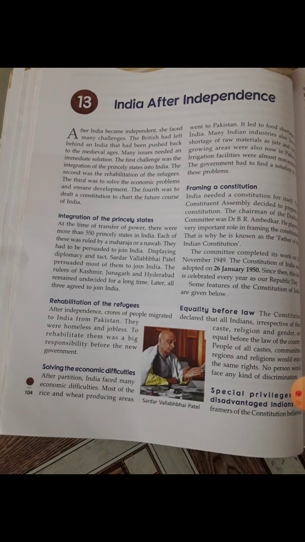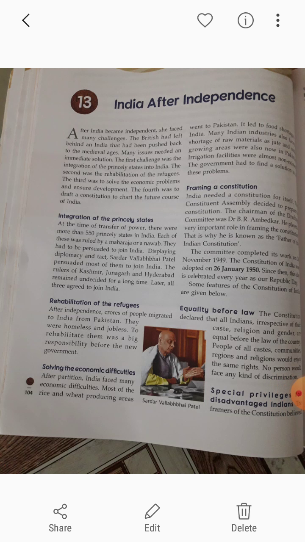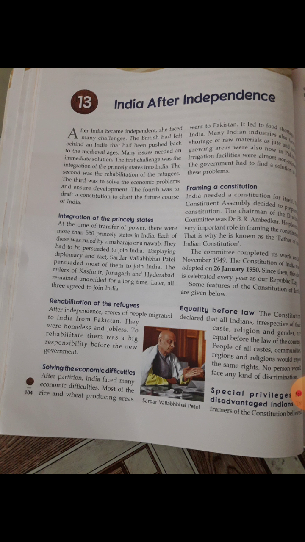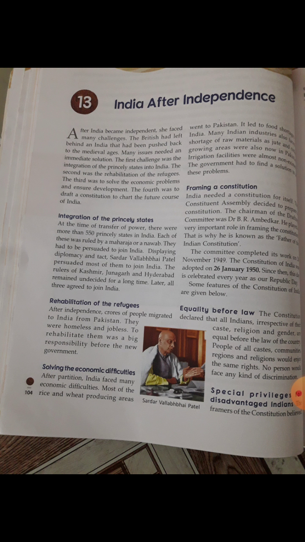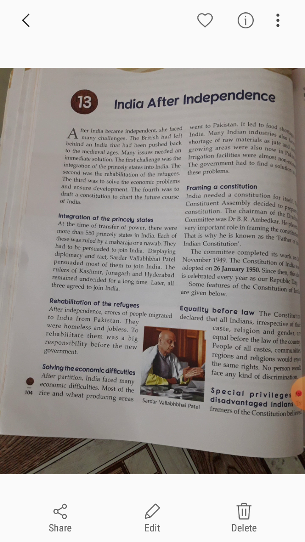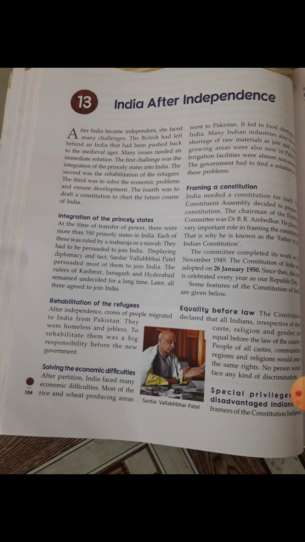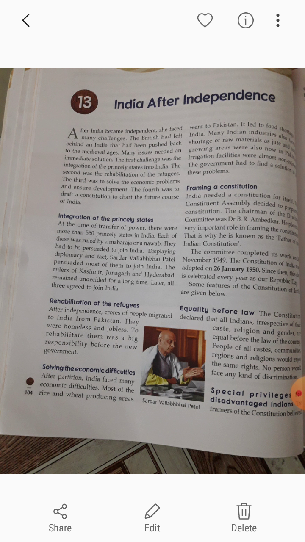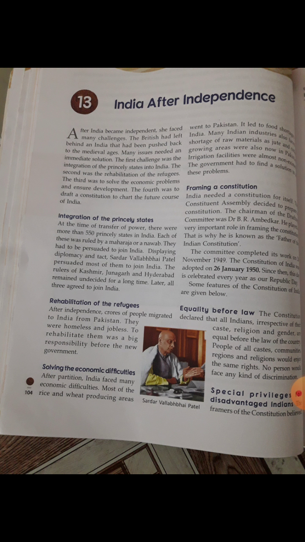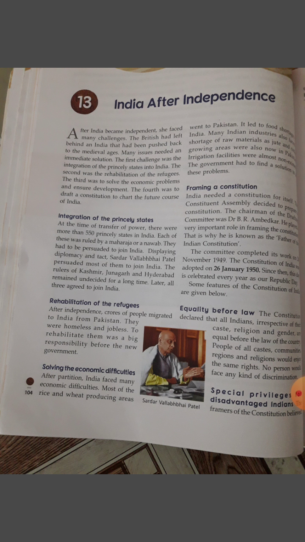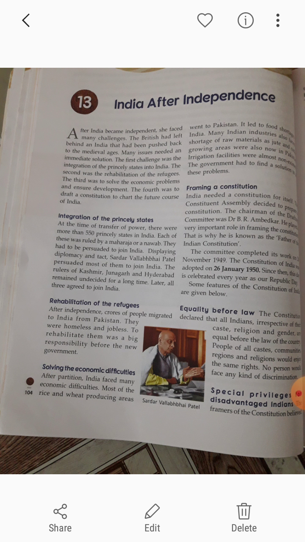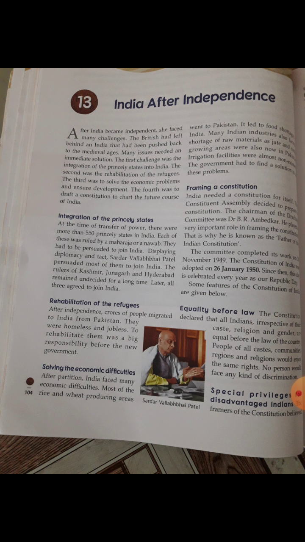Clear? Now, when India became independent, what happened? The country faced a lot of challenges. The British had left behind an India that had been pushed back to the Medieval Ages. Many issues needed immediate solutions, and the first challenge was the integration of the princely states of India. Second was the rehabilitation of the refugees. Third was to solve the economic problems and ensure development. And number four was to draft a constitution to chart the future course of India.